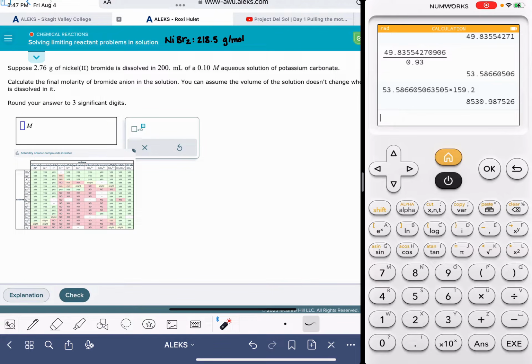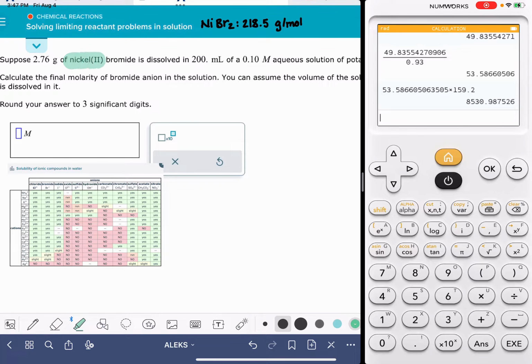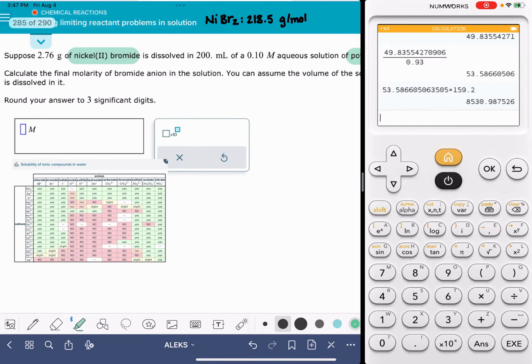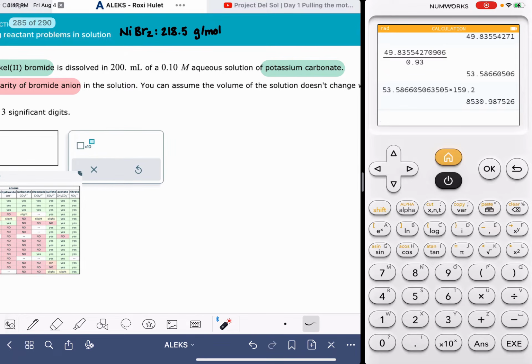So in this problem, we have been given two different compounds. I have nickel II bromide, and I also have potassium carbonate, and the problem is asking us to calculate the molarity of one of the ions of one of those two original compounds. So I'm being asked to calculate the molarity of the bromide anion. And you're going to be asked to calculate the molarity of either the cation or the anion of one of these two compounds.